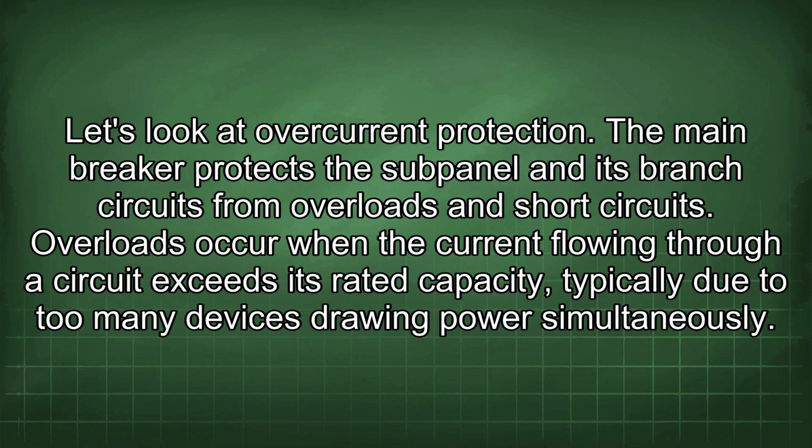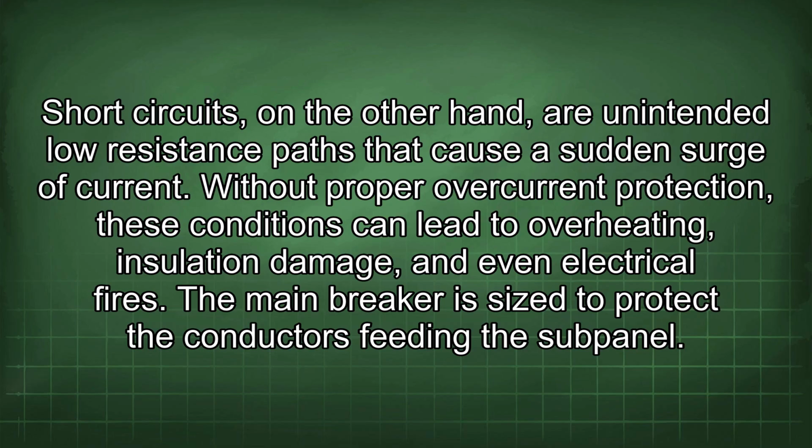The main breaker protects the subpanel and its branch circuits from overloads and short circuits. Overloads occur when the current flowing through a circuit exceeds its rated capacity, typically due to too many devices drawing power simultaneously. Short circuits, on the other hand, are unintended low-resistance paths that cause a sudden surge of current. Without proper overcurrent protection, these conditions can lead to overheating, insulation damage, and even electrical fires.